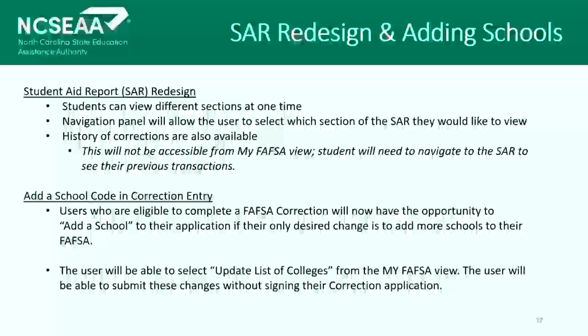So anytime a student has a processed application, if they go in and make any changes, any corrections are updated and processed by the Central Processing Center. And every time a student makes a correction, there will be a history of corrections that a student can go in and review.